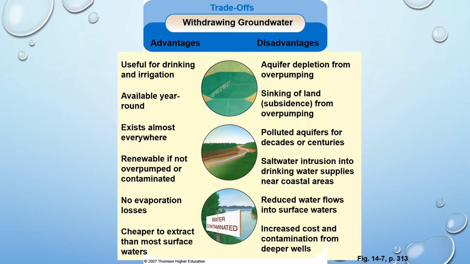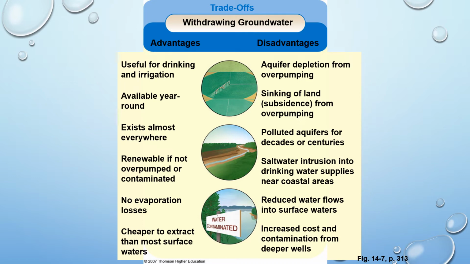So obviously, groundwater being one of our main sources of water, we have to be able to withdraw it from underground. There are a lot of advantages of doing that. It gives us water for drinking and irrigation. It's available year-round. It's almost everywhere. It's renewable if we don't over-pump it.